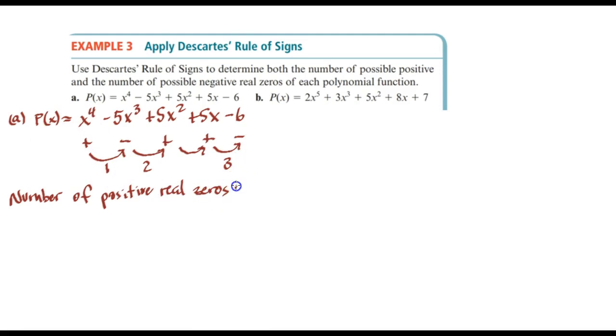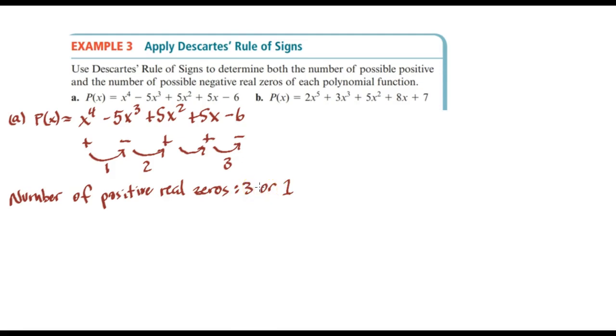So the number of positive real zeros based off of having three sign changes for p of x, we can either have 3 or 1. And the way I got this is you just subtract 2 until you run out of whole numbers. So we have 3, and then we subtract 2 and get 1. And then we subtract 2 again, we get negative 1. We can't have a negative amount of something. So it's 3 or 1 positive real zeros. So we're guaranteed to have a positive real zero. It's going to be either 1 or 3 of them.